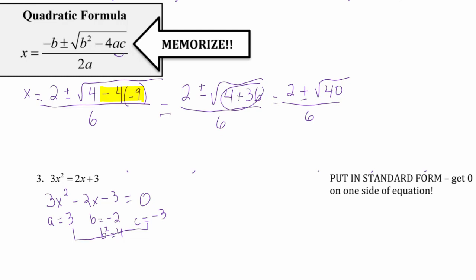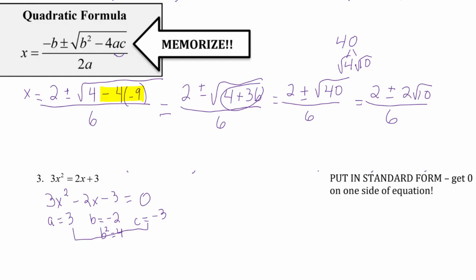Now we're going to look at the square root of 40, and we're going to look for perfect squares. So 4 is a perfect square. So 40 is 4 times 10. And so square root of 4 is 2. And then the square root of 10 is left over. So 2 times root 10 all over 6.